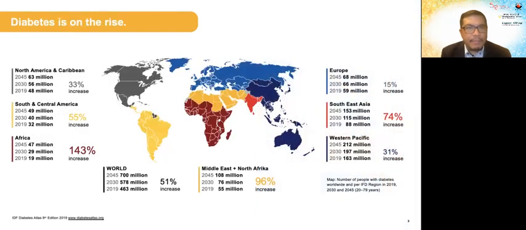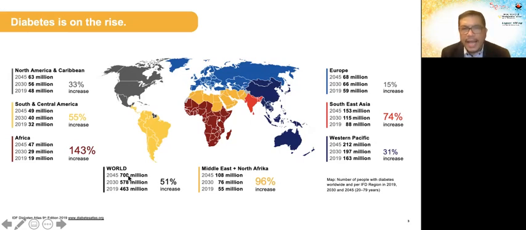So we all know that diabetes is on the rise. This is data from the International Diabetes Federation Diabetes Atlas of 2019. As you can see, globally, particularly in the Western Pacific region, where the Philippines is included, there is a 31% increase in the prevalence of diabetes mellitus. And worldwide, we will later see a 51% increase in the number of persons with diabetes, from 463 million in 2019 to as much as 700 million by 2045.